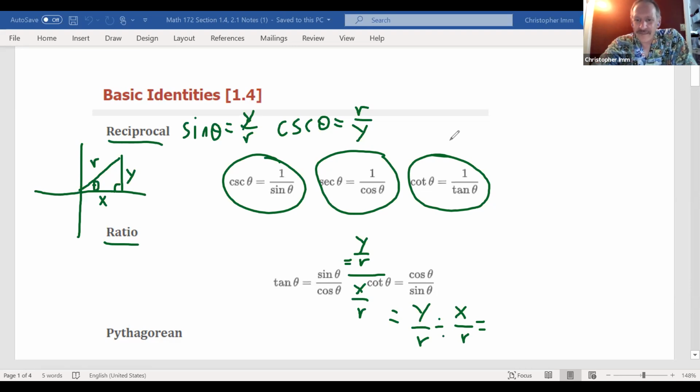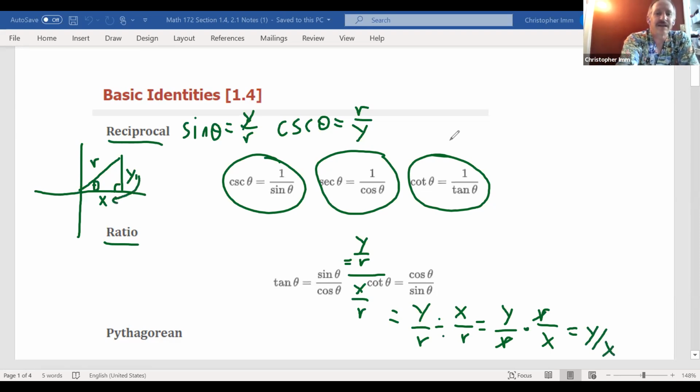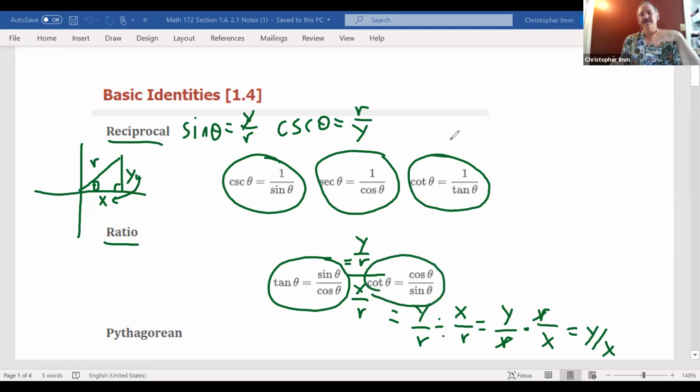So I keep that first fraction, y over r. I flip the second one, take the reciprocal, r over x, and I multiply. The r's cancel out, and I get y over x. What is y over x? TOA, it's tangent. So sine over cosine simplifies to tangent. Once I have tangent, I flip that around from the reciprocal identities, and I get cotangent. So cotangent would be cosine over sine. So those are the ratio identities.